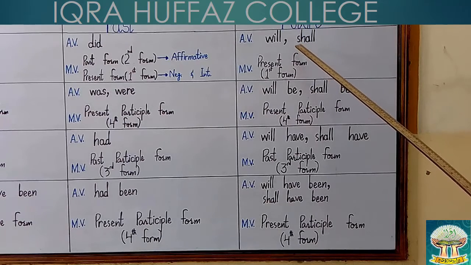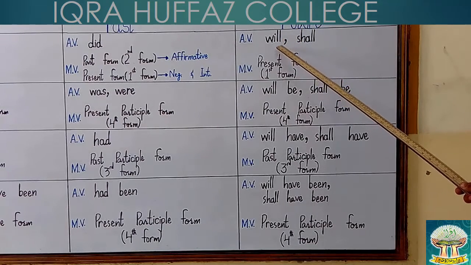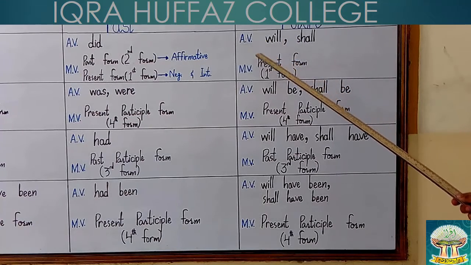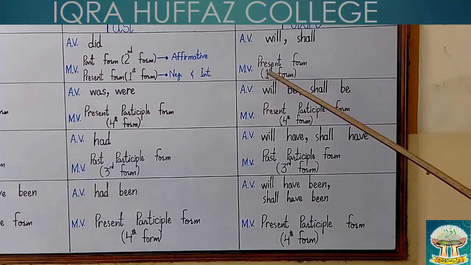Now look at future simple. In future simple we use will or shall as auxiliary verbs, and we use present form, which means first form of main verb.